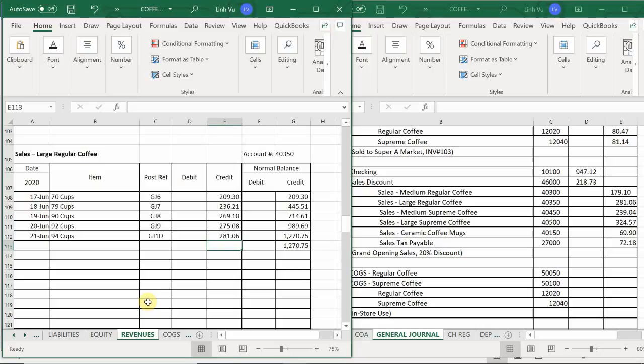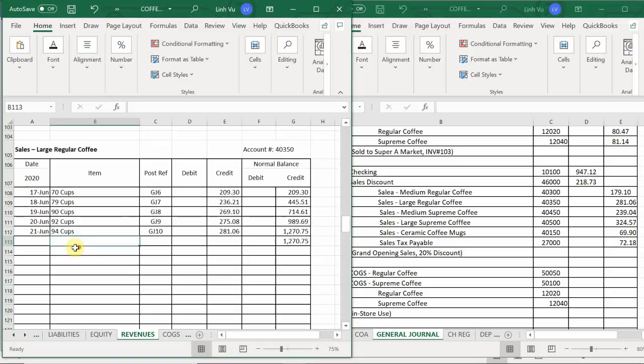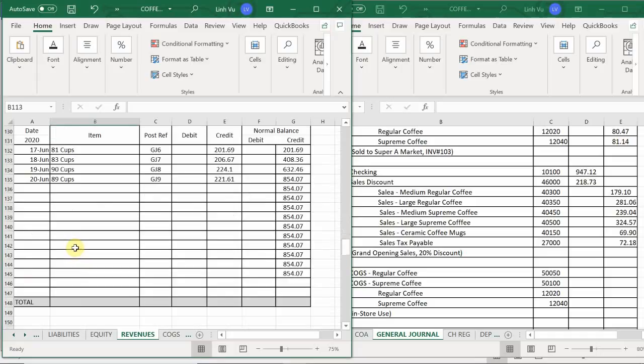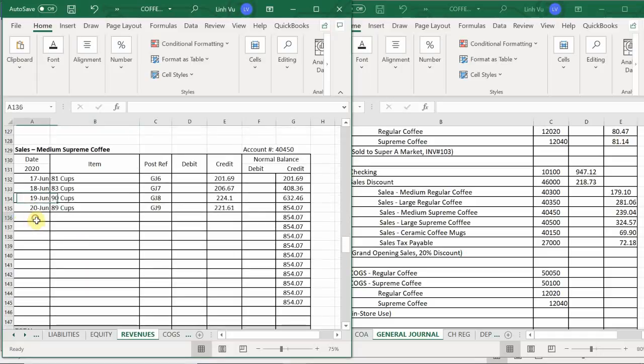And then we'll go to sales medium supreme. Sales medium supreme, so right underneath. So 96 cups. And General Journal 10. 239.04 credit, which brings our credit balance to 1103.01.